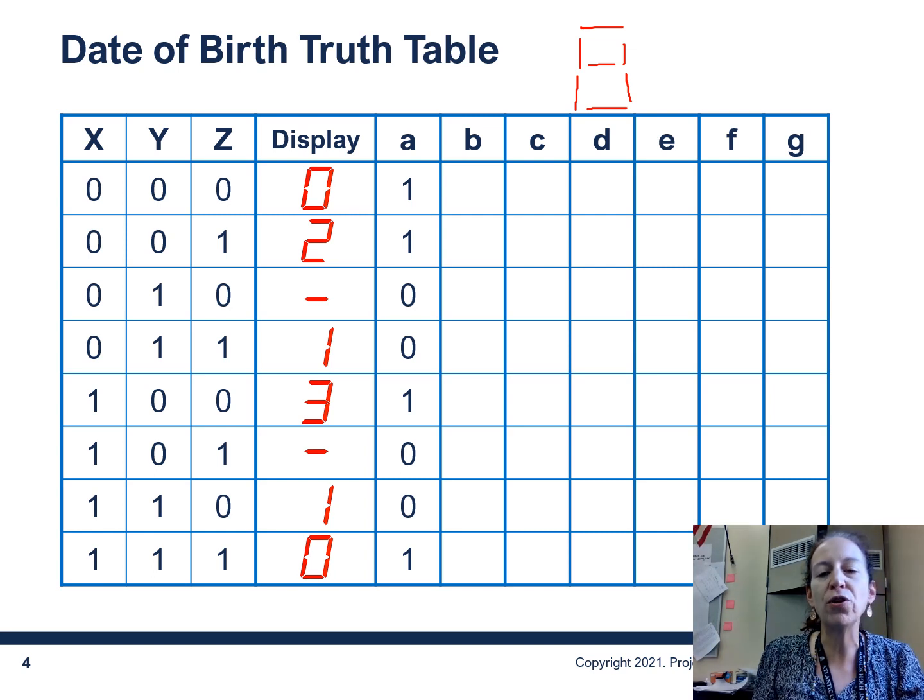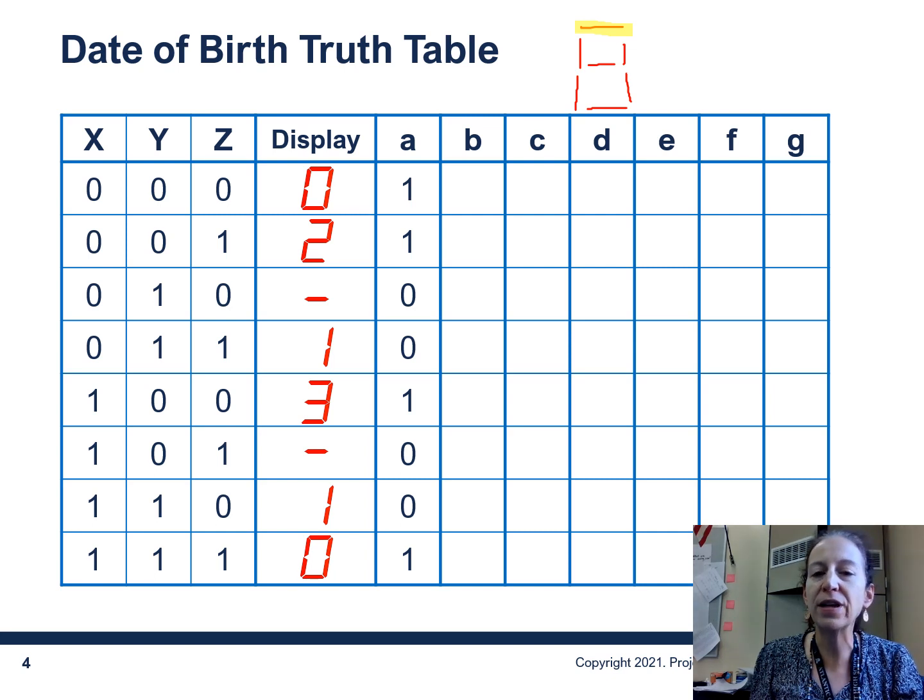Because it's not like one output is one digit, one output is one segment. And so you might look at, where's my cursor? Okay. So you might look at segment A. No, hang on. There we go. I believe that is segment A.